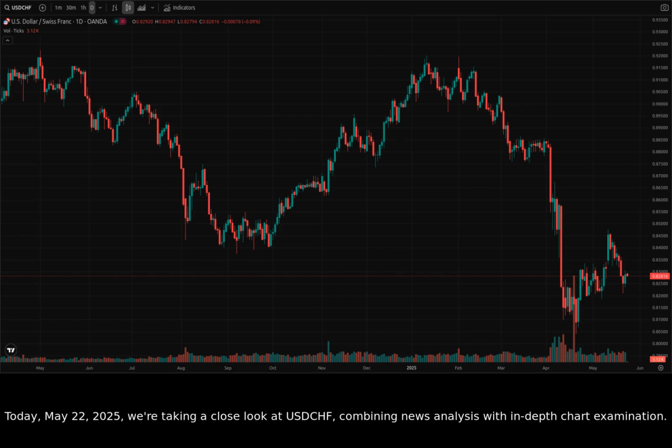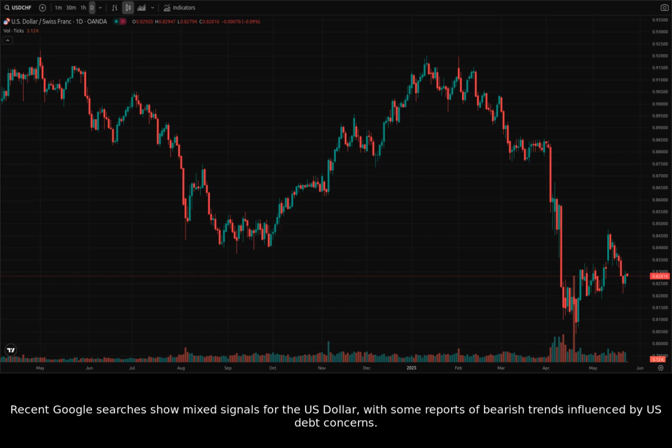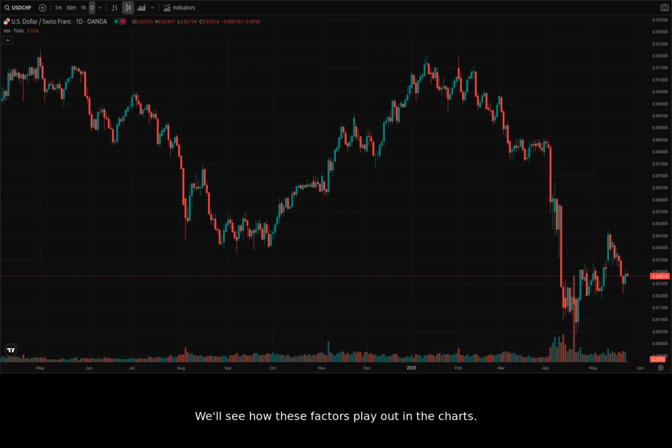Today, May 22nd, 2025, we're taking a close look at USDCHF, combining news analysis with in-depth chart examination. Recent Google searches show mixed signals for the US dollar, with some reports of bearish trends influenced by US debt concerns. However, other reports indicate a potential for USD positive news, especially concerning trade and inflation expectations. We'll see how these factors play out in the charts.